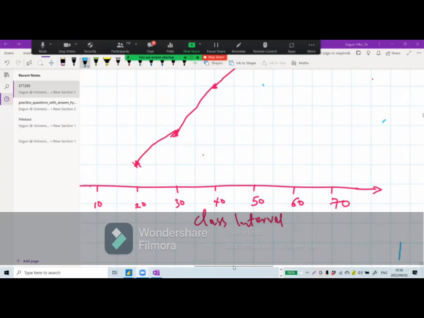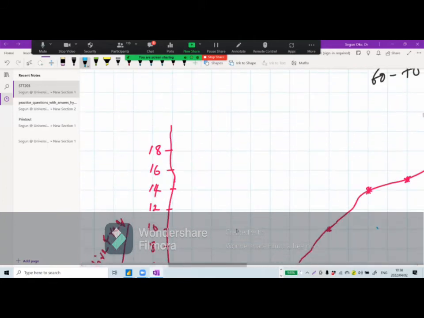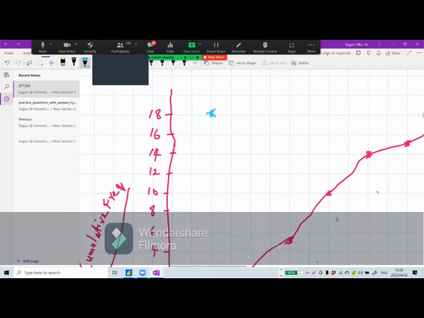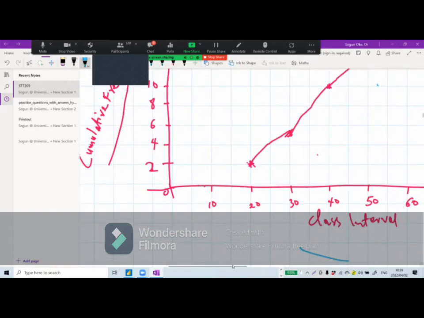Peter, please go ahead. Call the more than for us. 10 to 18, so you go to 18 from 10. Next. 20 to 16. 30 to 13, in between. 40 to 8. 50 to 4. And lastly, 60 to 3.